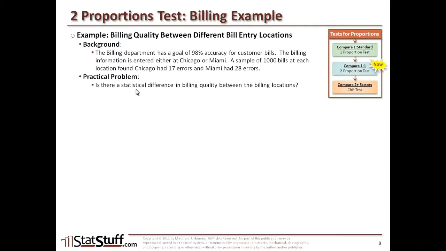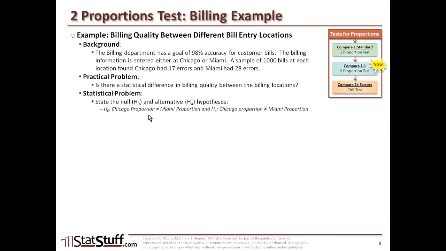However, we still need to ask ourselves, is there a statistical difference, despite it looking on the surface, based off of the sample, that there's clearly a difference between them, that Miami is failing to meet the goal and Chicago is meeting it? We want to find out statistically if there really is a difference between these two locations. So we need to translate this to a statistical problem. We're going to find the null and alternative hypothesis. For the null hypothesis, we say that the Chicago proportion is equal to the Miami proportion. That is, they're both equal to each other. There is no difference. However, for the alternative, we're going to say that Chicago's proportion is not equal to Miami's proportion. So there is a difference between the two locations.